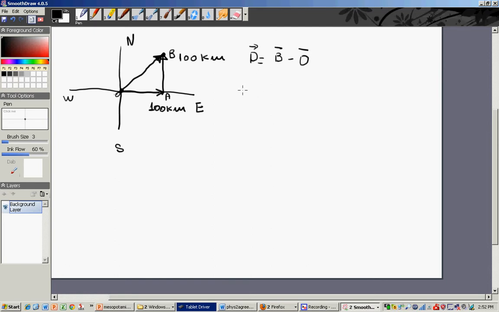So how do we find the size of this displacement? Well, we have to remember our Pythagoras rule. So we have a right triangle. One side is 100 kilometers, the other side is 100 kilometers. So the hypotenuse is given by the square root of 100 kilometers squared plus 100 kilometers squared, and that is 100 kilometers square root of 2, whatever unit we are dealing with. Okay.